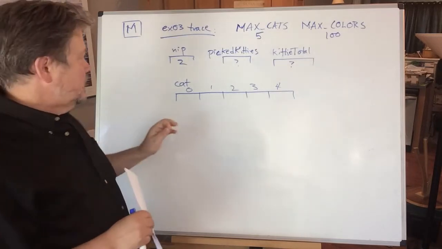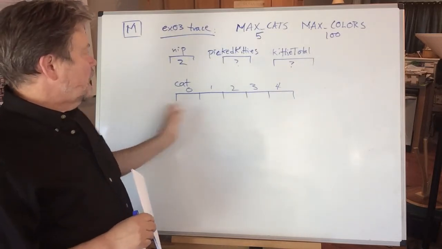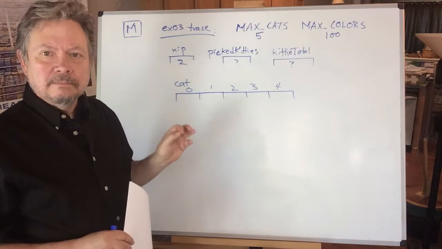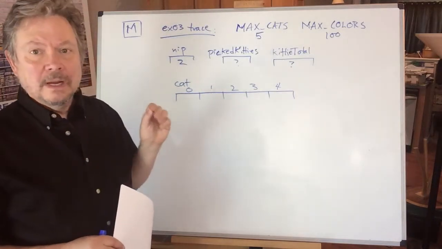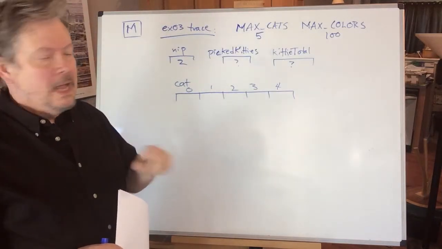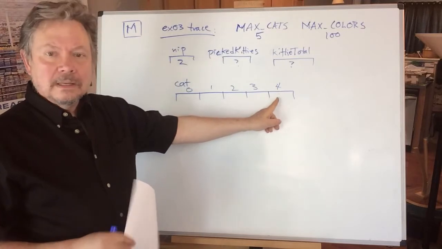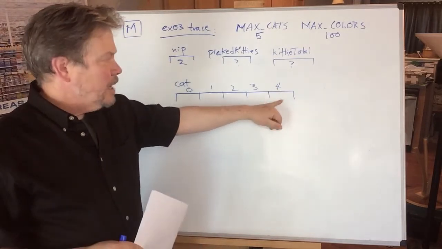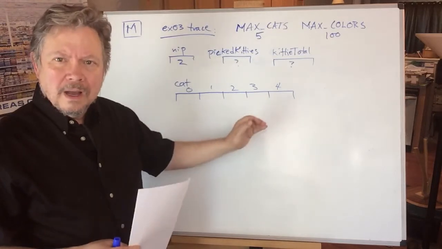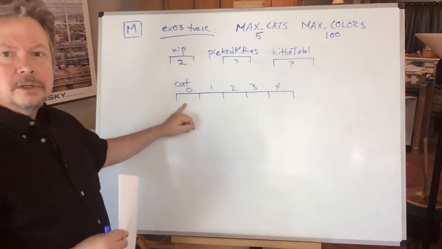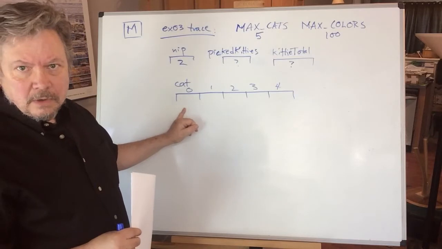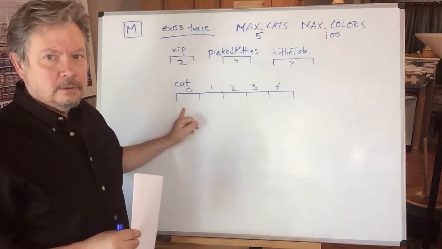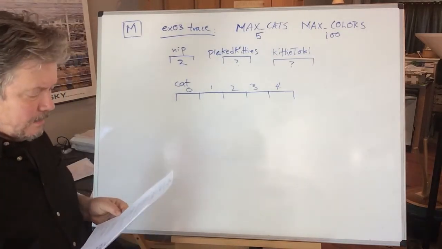Let me give you some more examples. I don't want 5 cats. I want 15. Fine. The last index number in that array would be 14. 1 less than MAX_CATS. In this case, MAX_CATS is 5. The maximum index number is 4. Why? Because we started counting at 0. The first cat in the array is cat 0. That is built into the language. We don't have any choice about that.